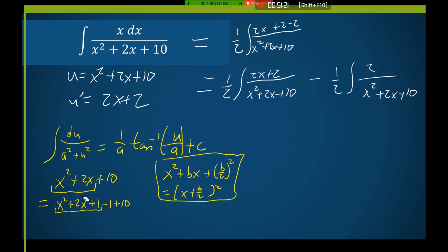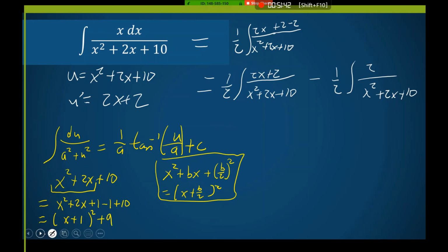So how can I rewrite this with my perfect square? X plus 1 squared. Okay, and then on the outside? Plus 9. Plus 9, perfect. So this bottom part of the fraction can be rewritten like this as a perfect square.